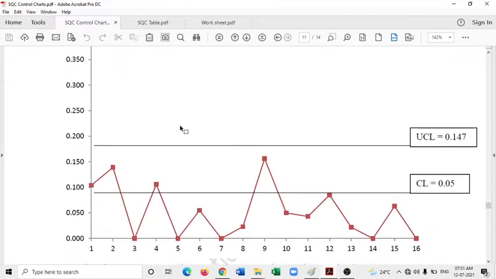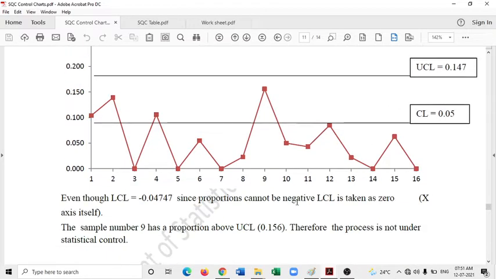So we plot the points here. This is the central line and this is the lower control line. 0.05 is plotted here and this is at 0.147, and we know that all the points are within these two control lines. Therefore, see the process is therefore the process 0.